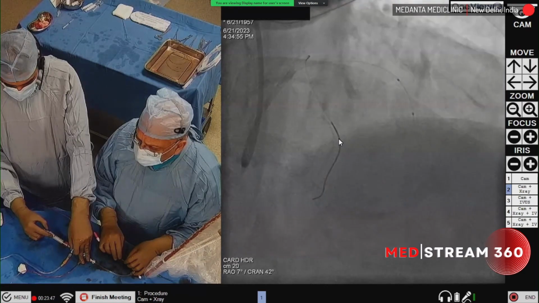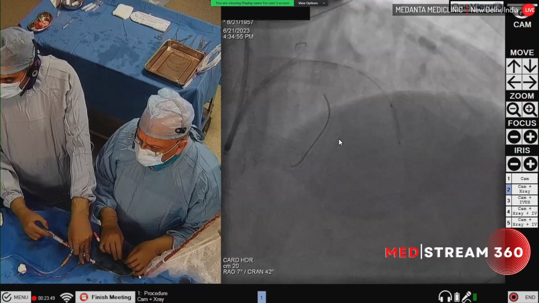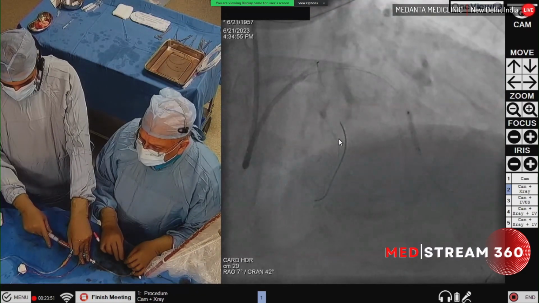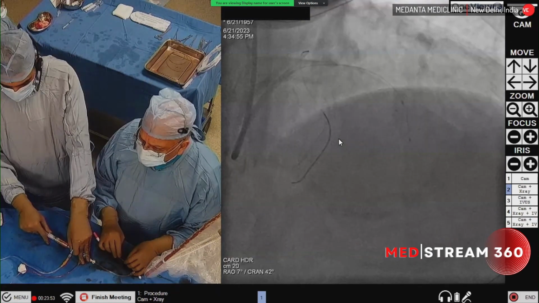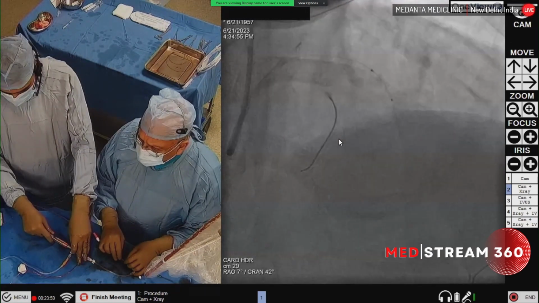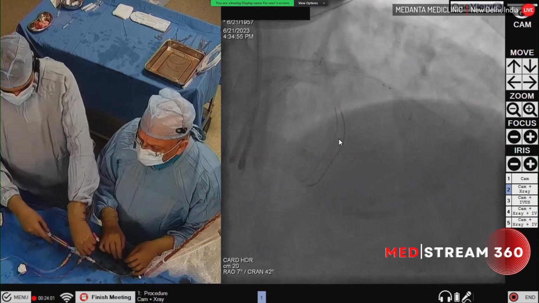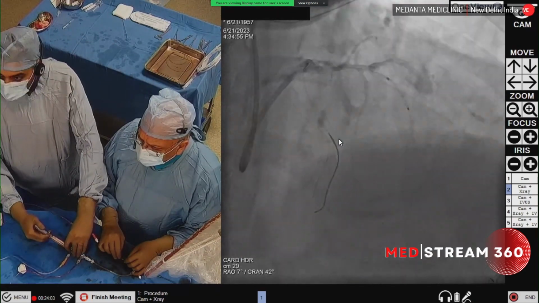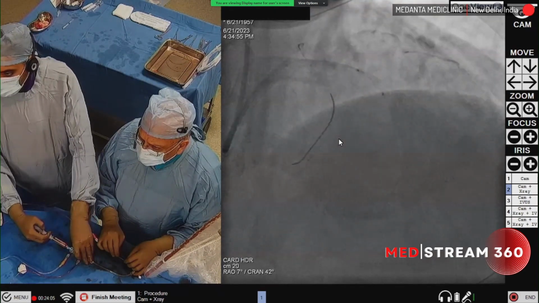Go up. 1, 2, 3, 4, 5, 6. Again, it is slipping. Deflate. So it is a very fibrotic kind of lesion. Check a little bit. No, I'll put it here.